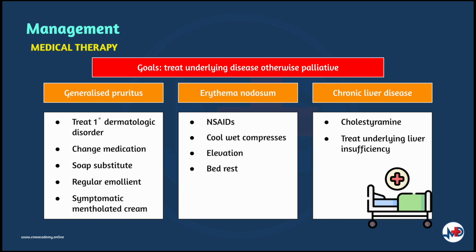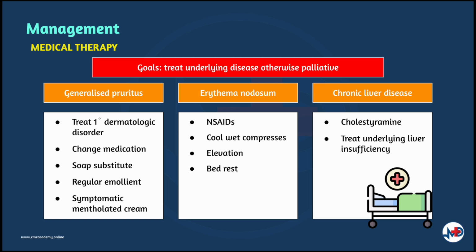Without eradication of the underlying systemic disease, treatment is often palliative. For generalized pruritus, it is important to exclude and treat primary dermatologic disorders, exclude commencement of new medications, and stop or substitute where appropriate. If cirrhosis is present, recommend a soap substitute and regular emollients such as Sorbolene and 10% glycerin. Symptomatic mentholated cream, including 1% menthol in aqueous cream, has been shown to improve pruritus.